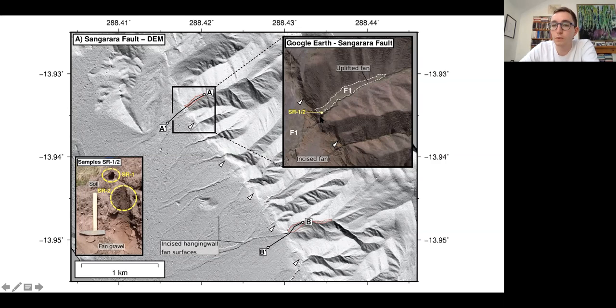And both these fans were incised. That's telling us that they've been abandoned. Sedimentation is no longer taking place on the surfaces necessarily. And we were able to date this fan surface using radiocarbon dating of some organic soil layers that sit and intercalate with the top of the alluvial gravels. And we were able to measure the offset of the fan surface using this high resolution DEM.